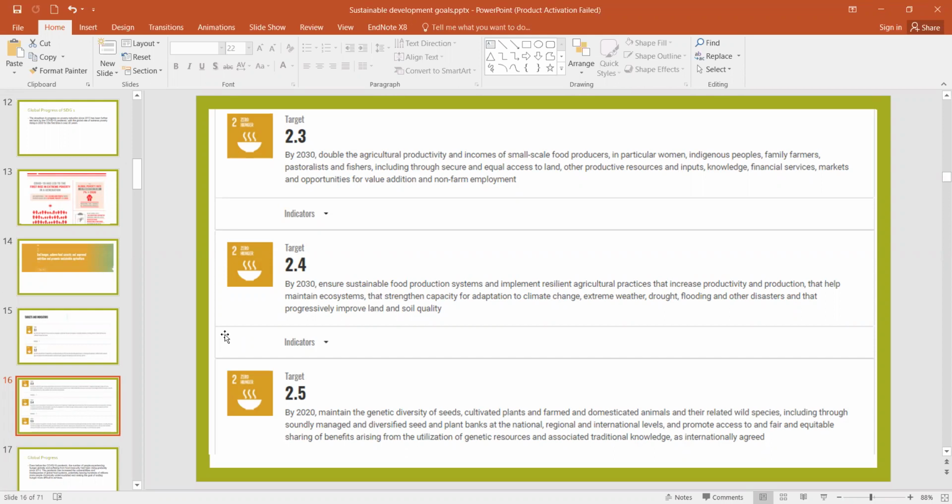land and soil quality. By 2020, maintain the genetic diversity of seeds, cultivated plants, and farmed and domesticated animals and their related wild species, including through soundly managed and diversified seed and plant banks at the national, regional, and international levels, and promote access to and fair and equitable sharing of benefits arising from the utilization of genetic resources and associated traditional knowledge as internationally agreed.